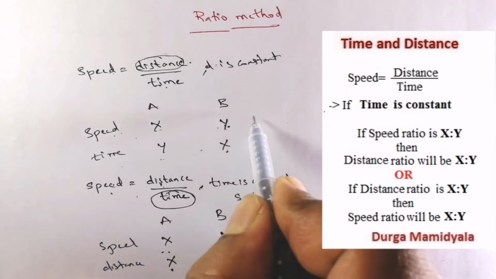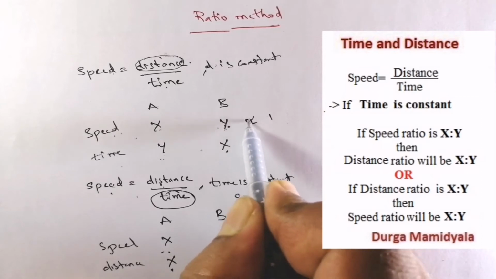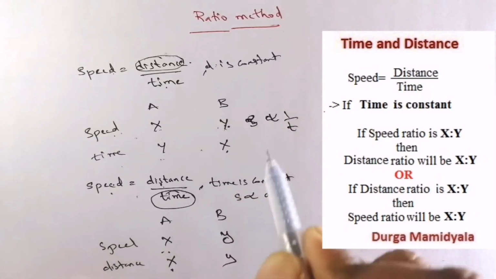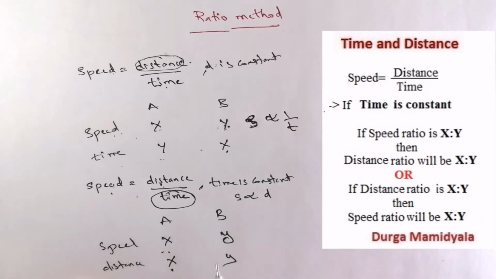Whereas in the earlier case, speed is inversely proportional to 1 by t. Here it is inversely proportional, whereas in this case speed is directly proportional to the distance. Why? Here the time is constant. When the time is constant, speed is directly proportional to the distance. That is, if the speed ratio is x is to y, then the distance ratio is also going to be x is to y, right?